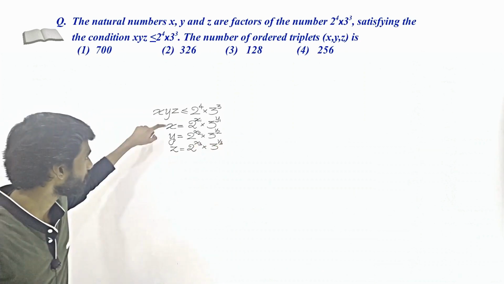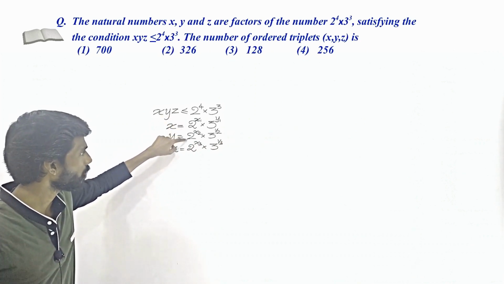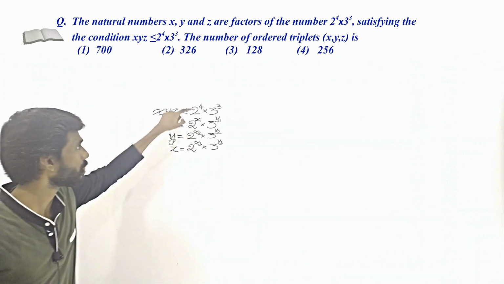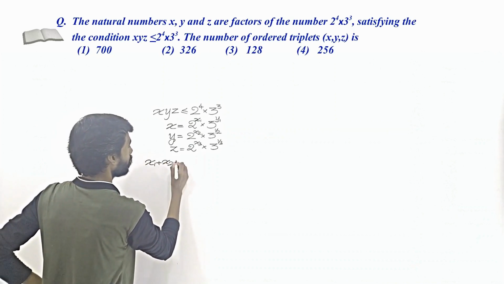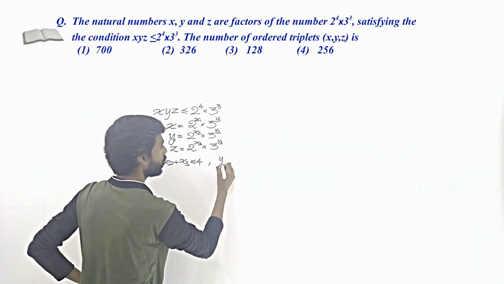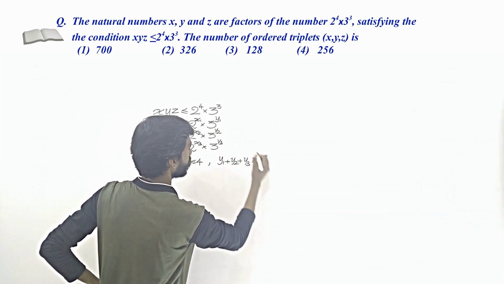Now if you multiply these 3 numbers, we should get a value which is less than or equal to this. But if you multiply these 3 numbers, the powers get added, x1 plus x2 plus x3, so that must be less than or equal to 4. So x1 plus x2 plus x3 must be less than or equal to 4. Similarly, y1 plus y2 plus y3 must be less than or equal to 3.